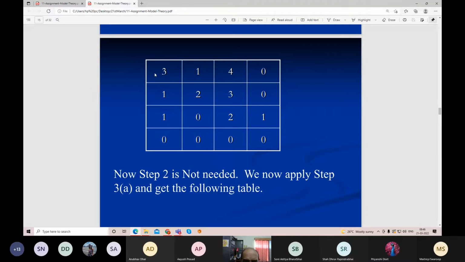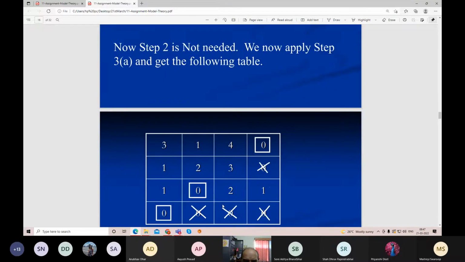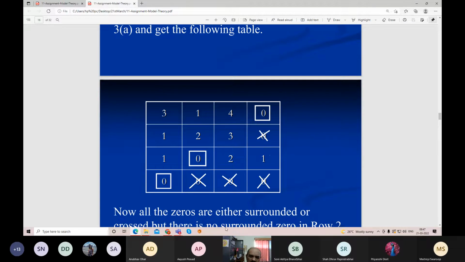So what is happening? We will check again. What is the minimum value in the first column? 0. Second column 0. Third column 0. And fourth column also 0. Okay. Now, in this problem, step 2 is not needed. We now apply step 3 and get the following table.